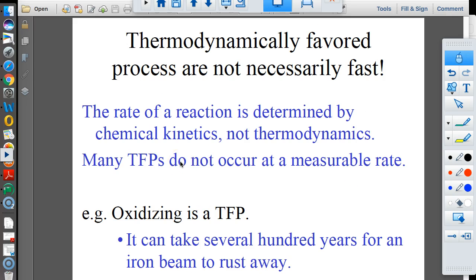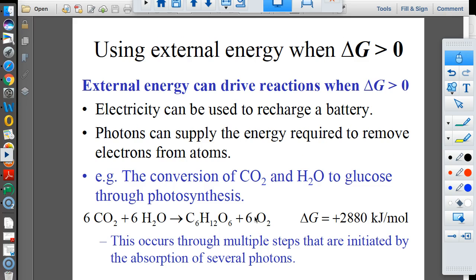The reason they changed it from spontaneous to thermodynamically favored is because it's not always fast and spontaneous makes it sound fast, and so like oxidation or rusting can take a long time. Okay, so if you think about something like photosynthesis, that's actually not thermodynamically favored, but it happens, right? The sun keeps burning, that's why. Because photosynthesis is not thermodynamically favored.